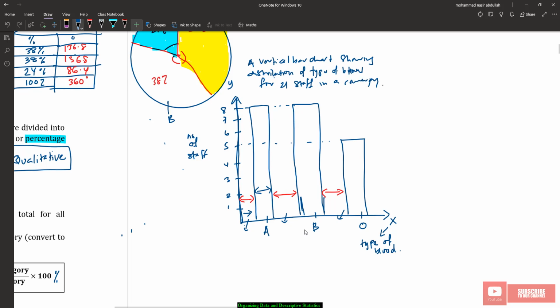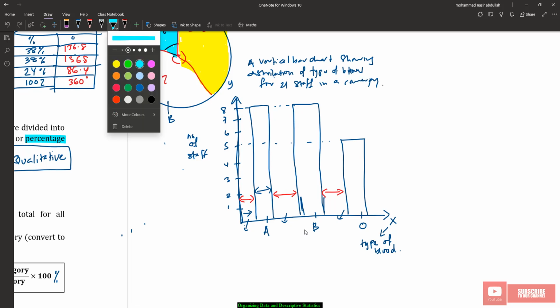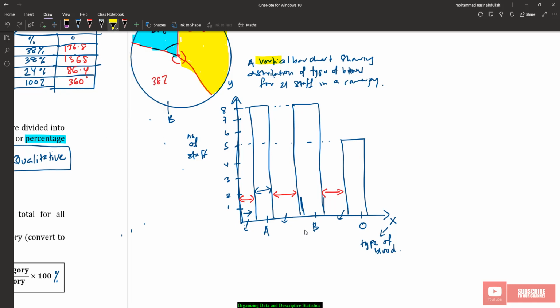So, what do we see here? First, we have the type of chart, right? And then I also include the variable involved, right? And also include the total sample size for the graph. So these are the 3 elements that should be in the title of any graph. Okay.